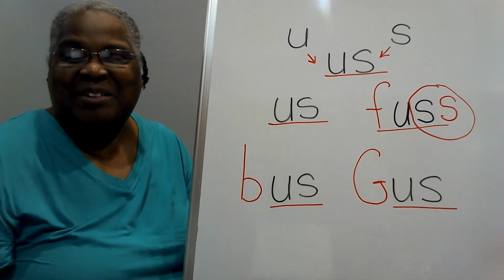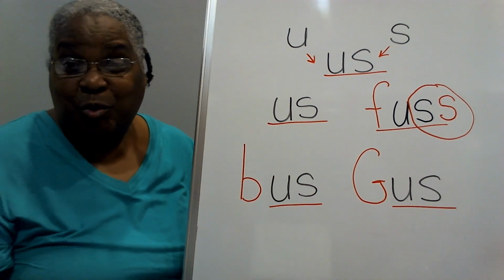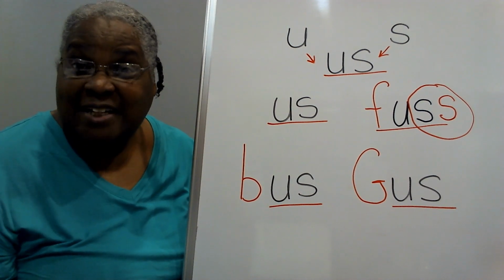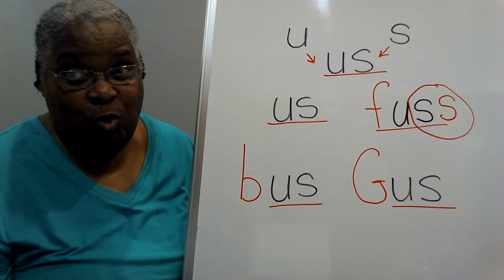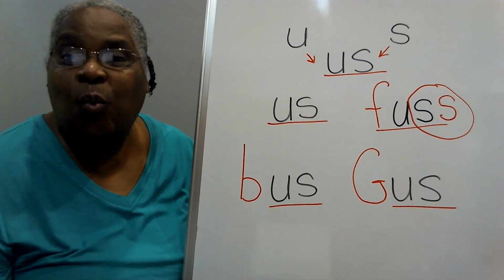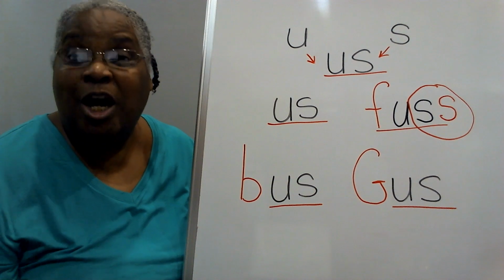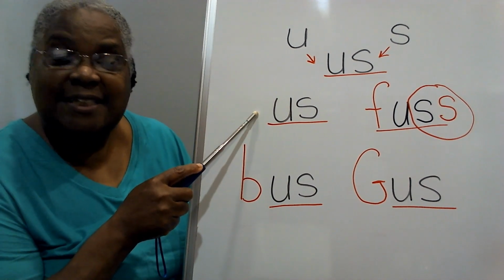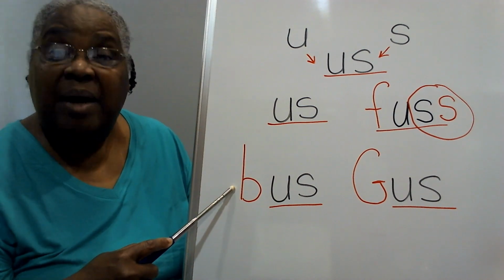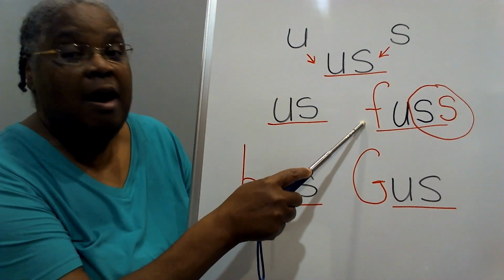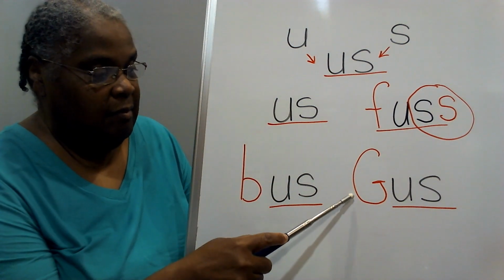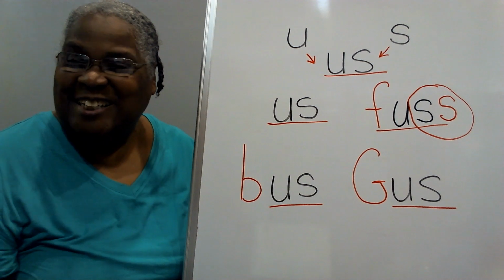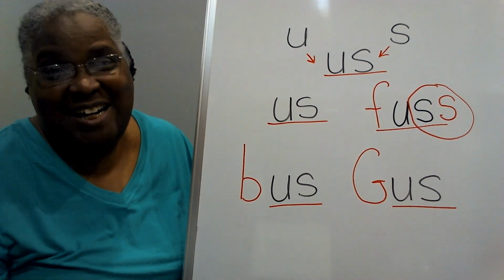Great job. Now we will review the words that we formed in this lesson. Remember that we are to sound out the letters in each word with a smooth flow when we read the words. Ready? Repeat after me. Us, bus, fuss, Gus. Great job. Congratulations, you made it to the end of lesson 9.